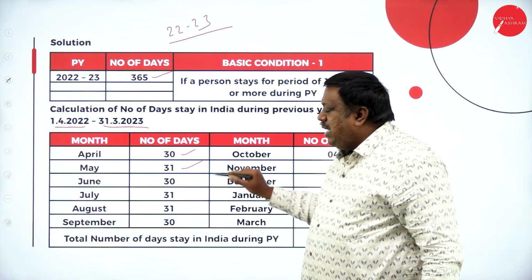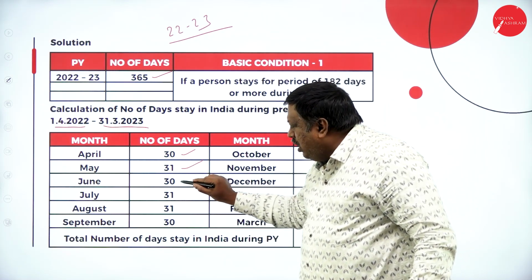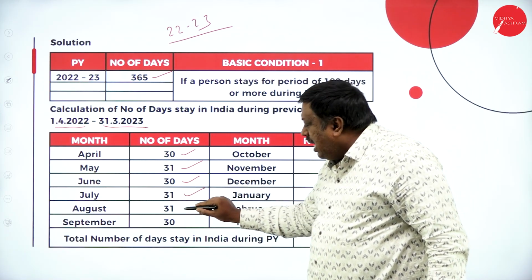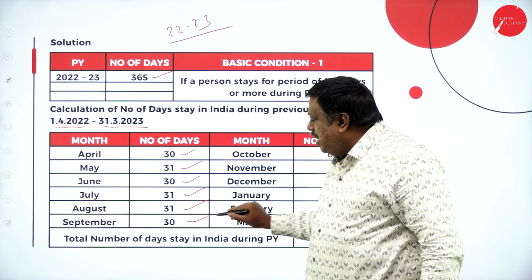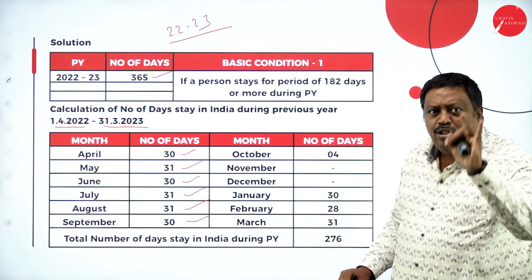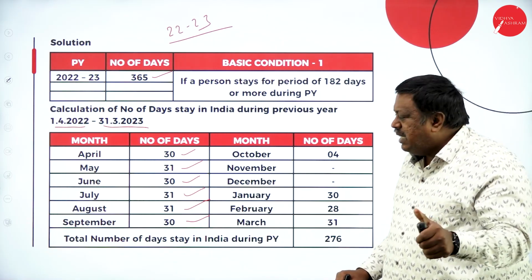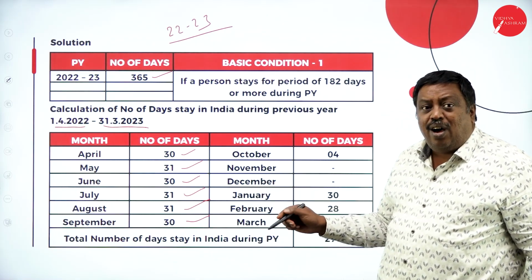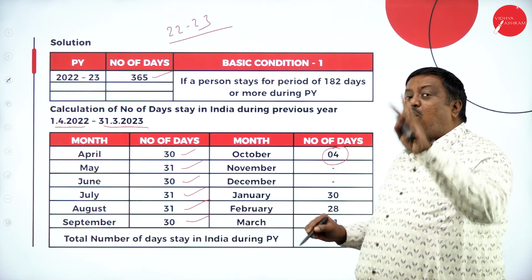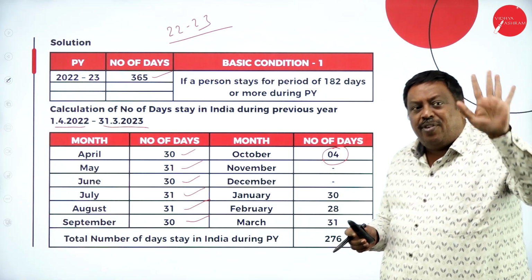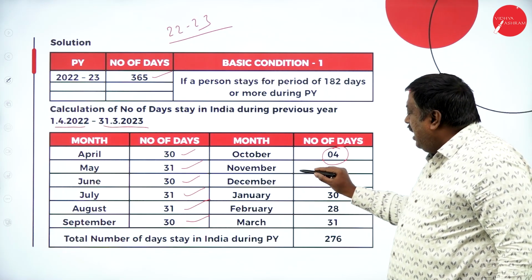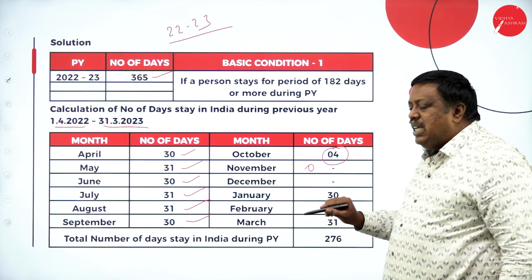In May, 31 days, I was in India. June, I was in India for 30 days. July, 31 days. August, 31 days. September, 30 days. So I was in India April, May, June, July, August, September. I left India on 5th, so in October, I was in India for 4 days, because I left on 5th October. Then till my returning to India, in the month of November, I was not in India, 0.